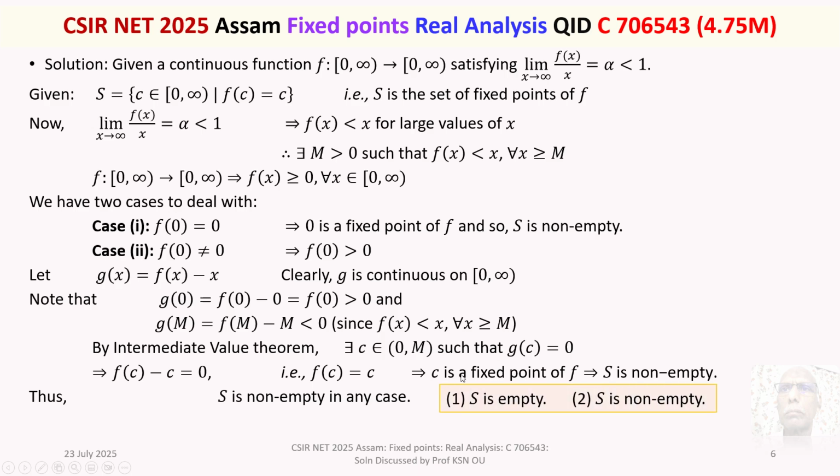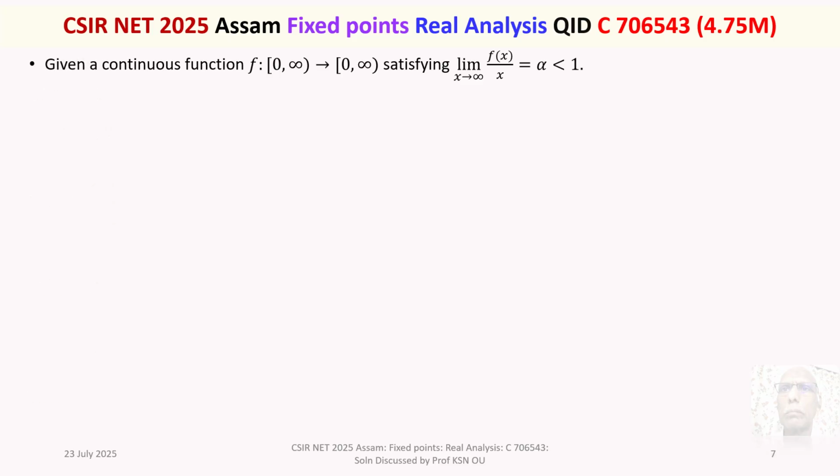Thus, we have these two options. Option 1, S is empty. Option 2, S is non-empty. So, option 2 is true and option 1 is not true. Agreed. We continue discussion in the next slide for uniform continuity.